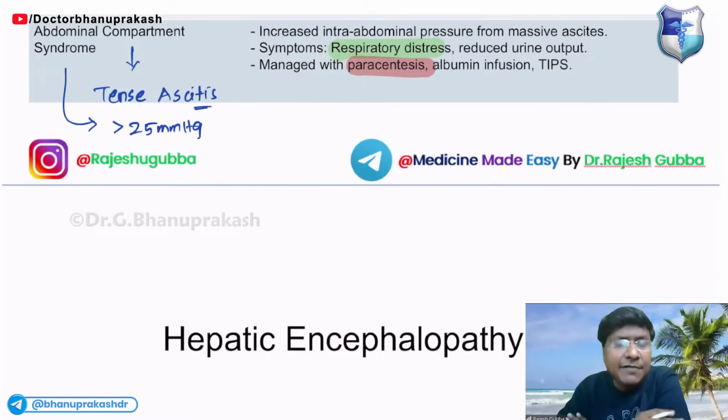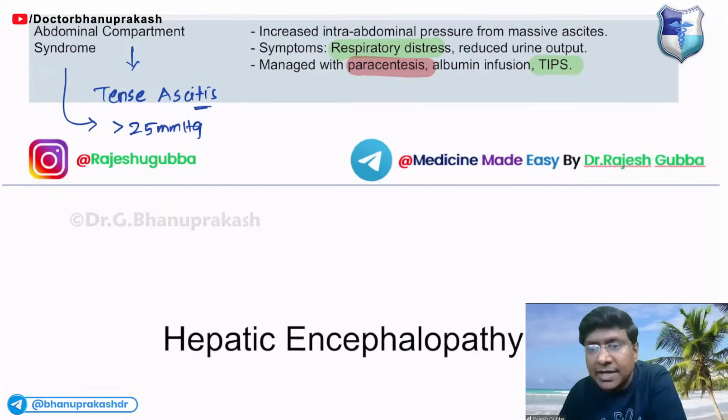Now, after doing abdominal paracentesis, if there is recurrent ascites, then what do you need to plan for? You need to plan for the transjugular intrahepatic portosystemic shunt. Okay, so that was the story related to the complications in case of cirrhosis of liver.